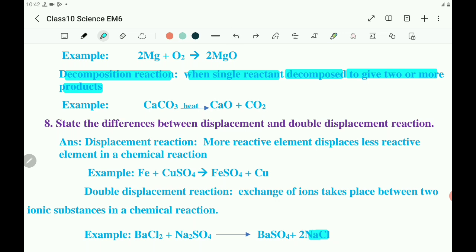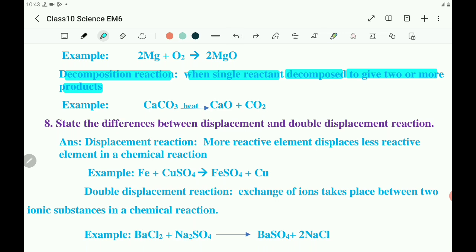Here you observe, in BaCl2, Ba is the positive ion. In Na2SO4, Na is the positive ion. Here barium and sodium ions are exchanged. In the place of sodium ion, barium comes, and in the place of barium ion, sodium ion comes. So here barium ions and sodium ions are exchanged.